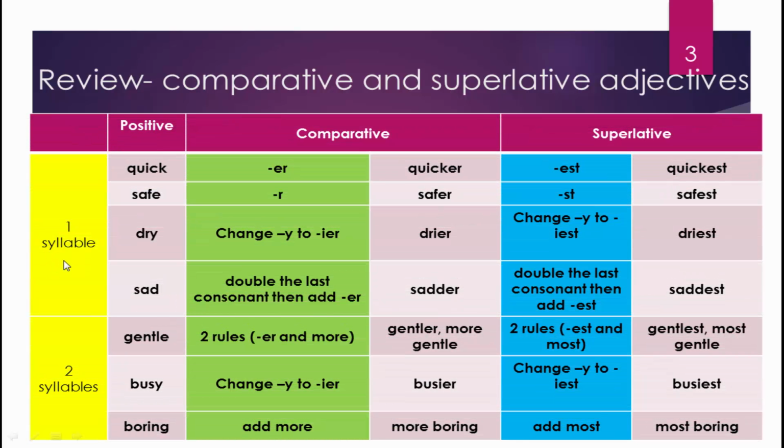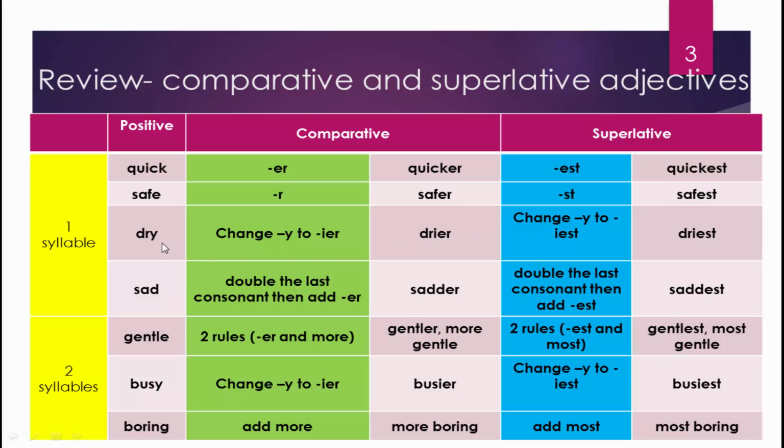So we have one syllable, two syllables, more than two syllables, and irregular forms. Let's go to one syllable first. The general rule is add er for comparative and est for superlative, like the word quick becomes quicker and quickest. And for an adjective with e at the end, you just need to add r. So safe becomes safer and safest.